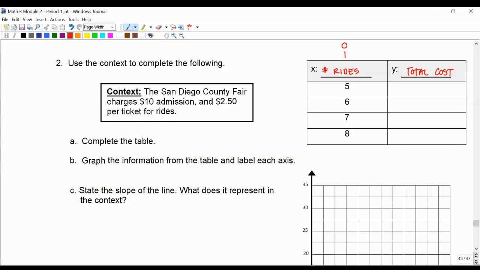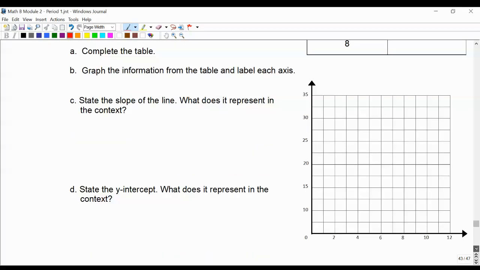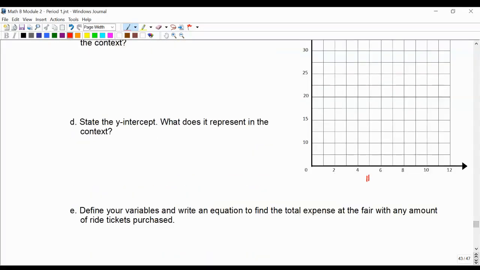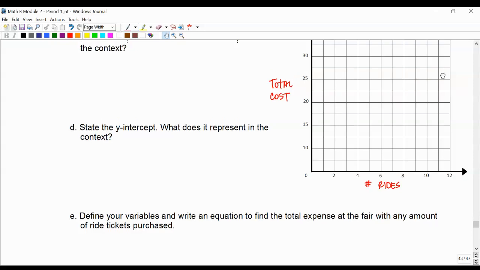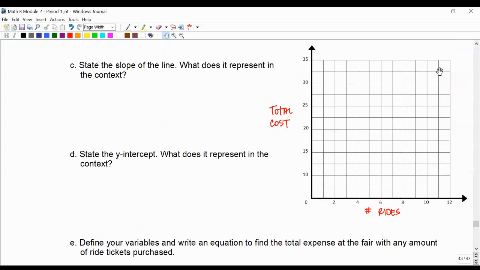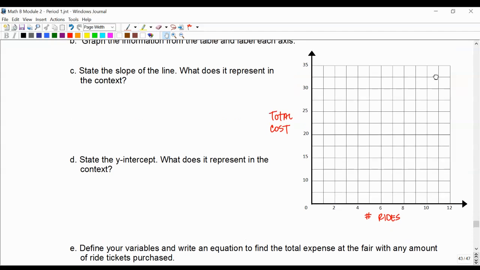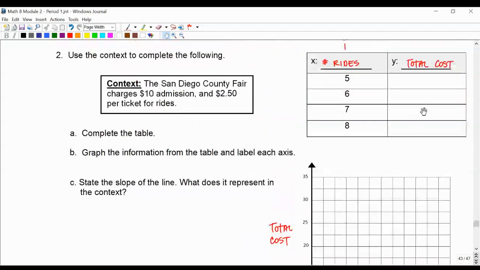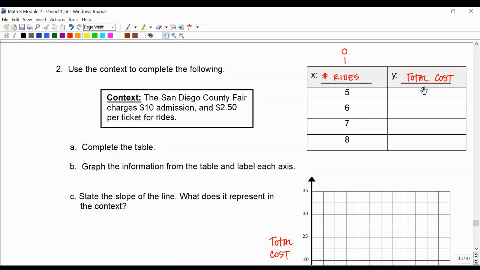In fact, while we do this, it might not be a bad idea to go down to the graph and maybe even just set this up. This is going to be number of rides and total cost. All right, now we're going to go back up to the top. And I am actually going to skip around a bit because I want to also show you that maybe filling in these values might be something we choose to do closer to the end.